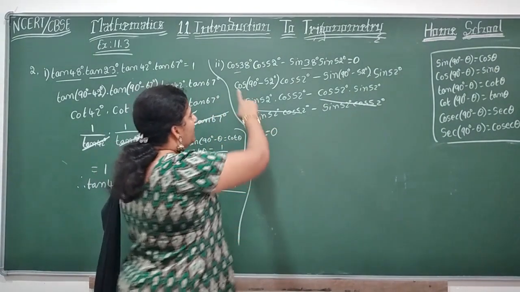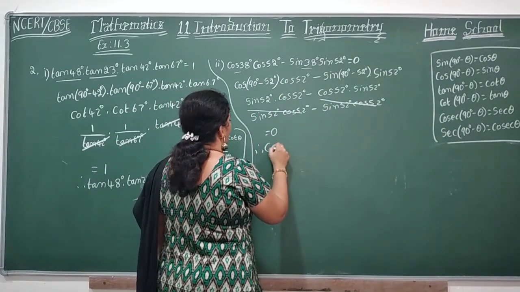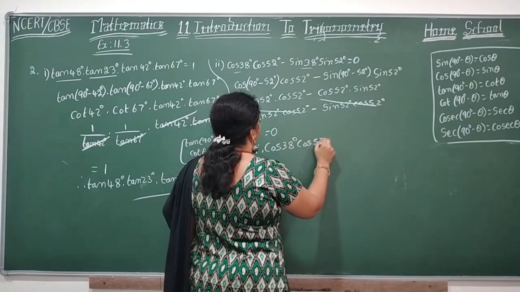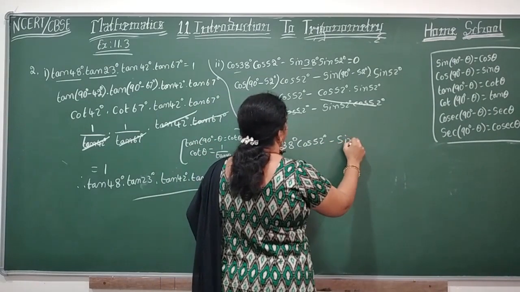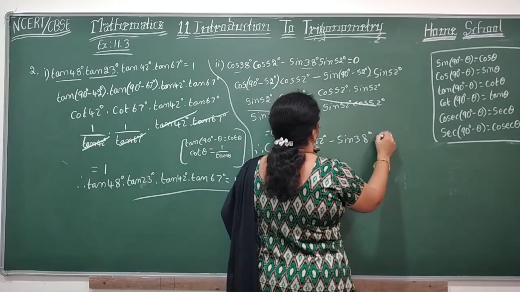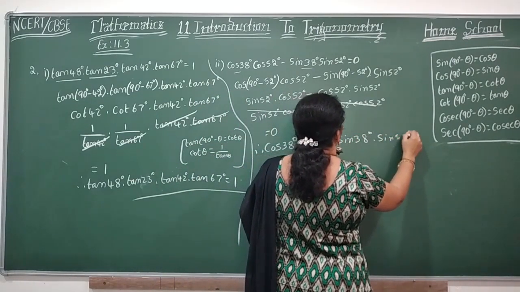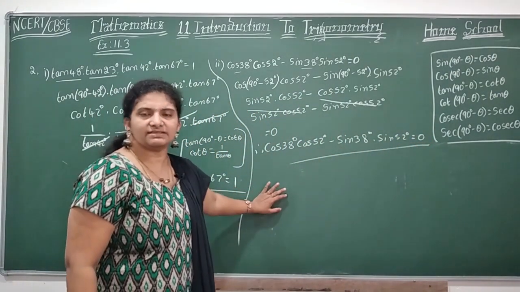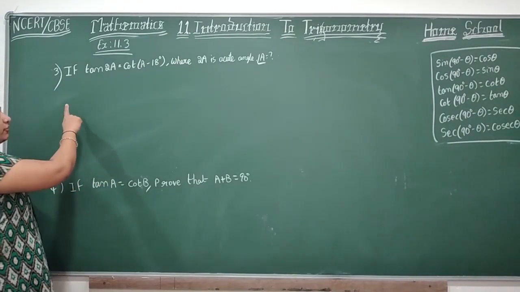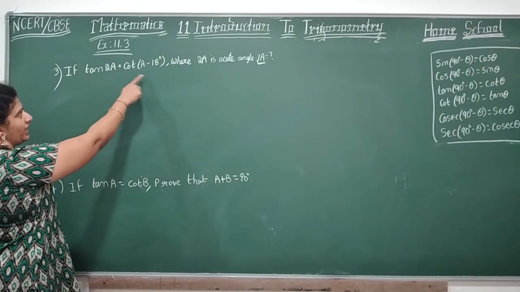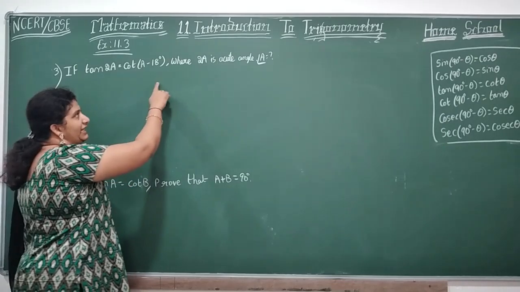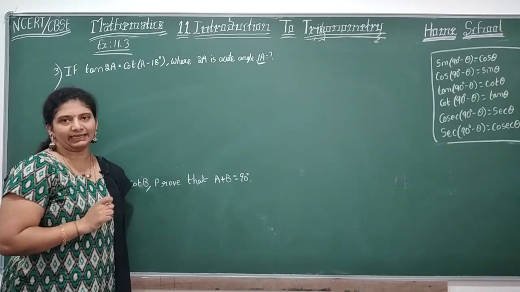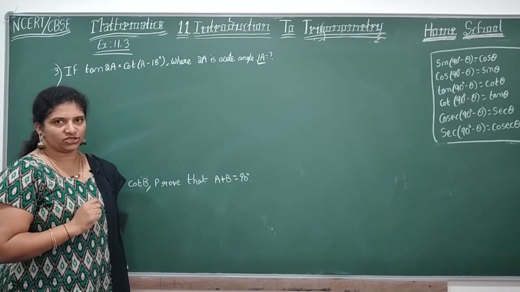Okay. So hence it is proved. Therefore cos 38 degree cos 52 degree minus sin 38 degree into sin 52 degree is equal to 0. Okay children, is this clear? Your third problem here. If tan 2A is equal to cot (A minus 18 degree), where 2A is an acute angle, find angle A is your question.